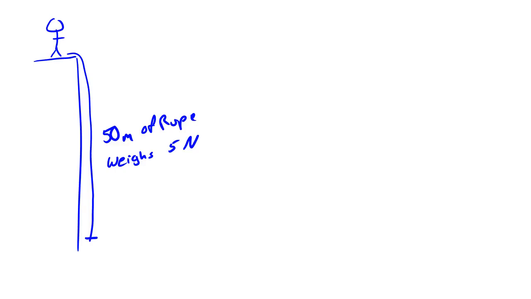I've got a problem here that I want to do three different ways for you. This is a calculation of work done. The situation is this: we've got a mountain climber who's just climbed to the top of a very steep cliff, and the rope is still hanging out over the side. There's 50 meters of rope, and that rope weighs a total of 5 newtons.